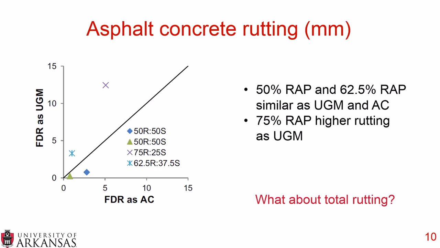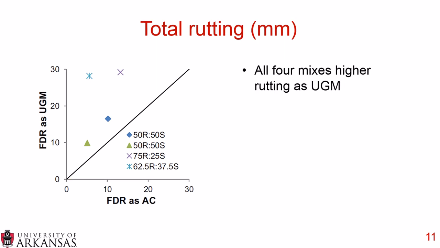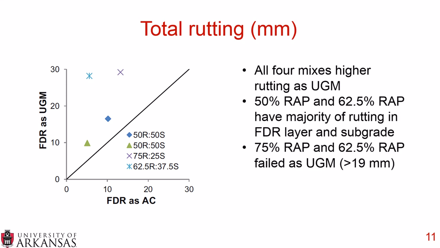But what about the total rutting in the entire pavement layer? And this is important because this will include the FDR layer itself. And you can see here, it's an even more extreme scenario. All four of the mixes produce higher rutting if you categorize FDR as an unbound granular material. And what this means is that for those lower percentages of RAP, the 50% and 62.5% RAP, the majority of rutting occurs in the FDR layer and subgrade material.